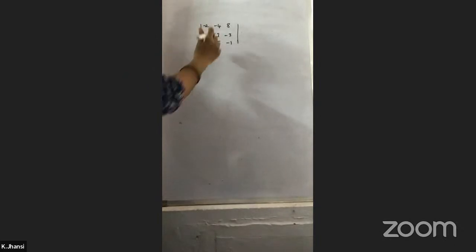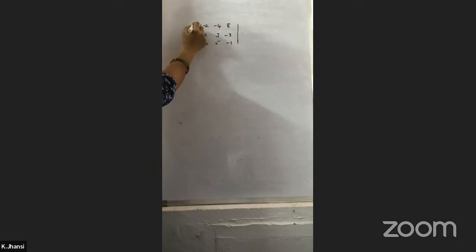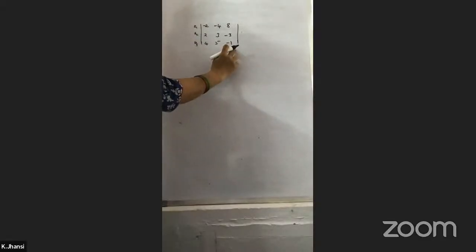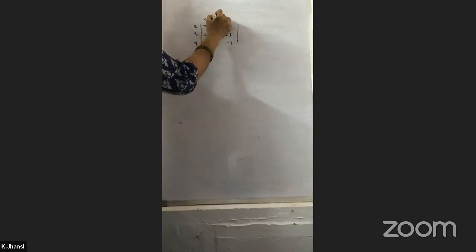Okay, so how do we do the determinant? These are called rows: this is R1, R2, R3. These are called columns: this is C1, C2, C3.